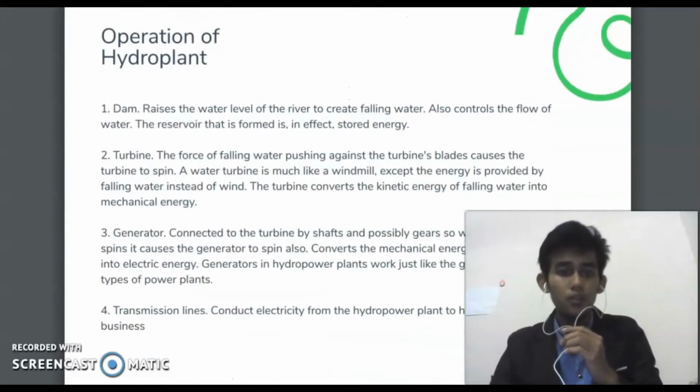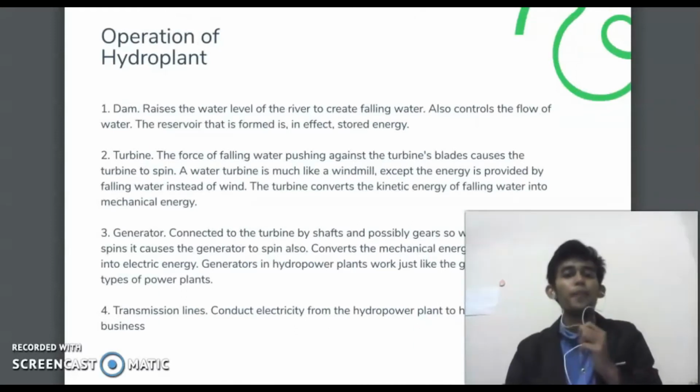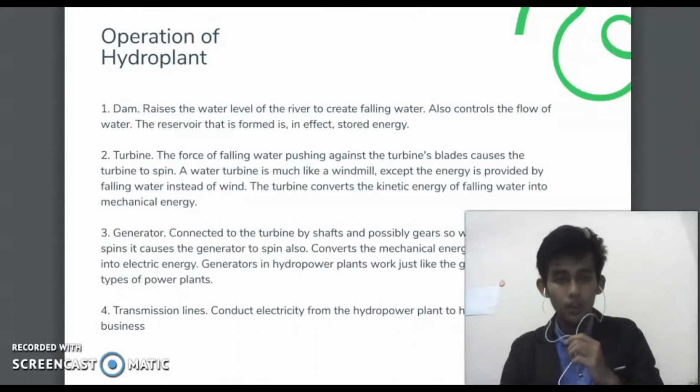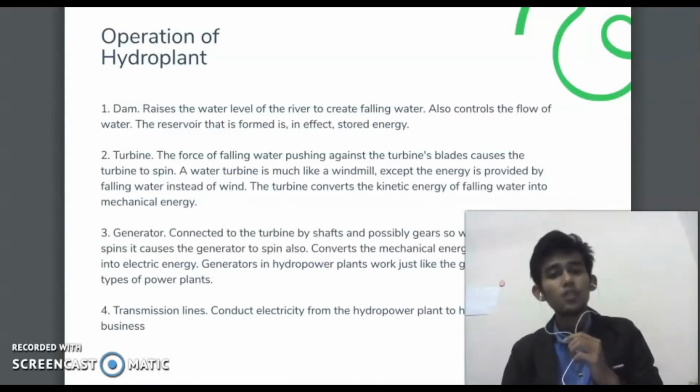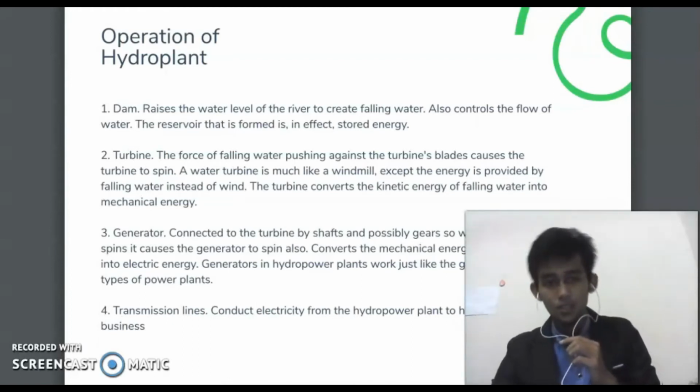Okay, first of all, we need to know what is a dam. Okay, the dam raise the water level of the river to create falling water and also control the flow of the water. The reservoir that is formed is in effect the store energy. And the second is turbines.